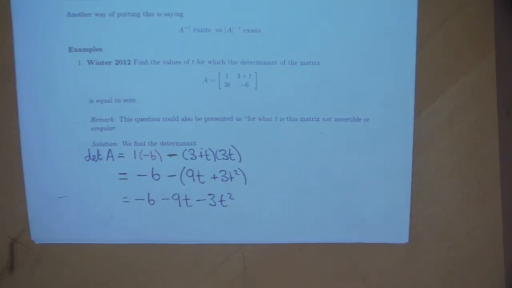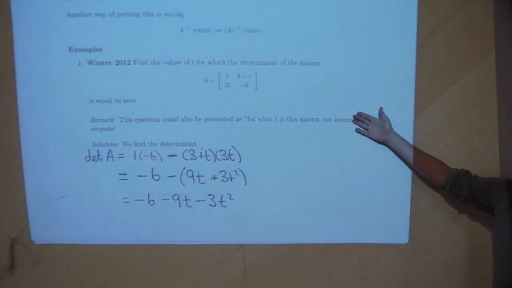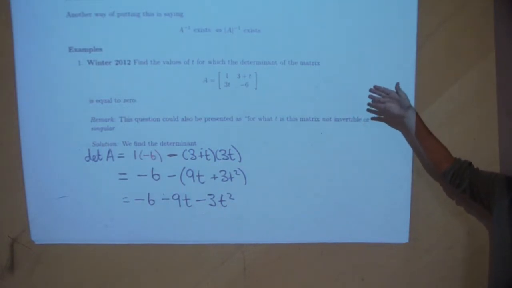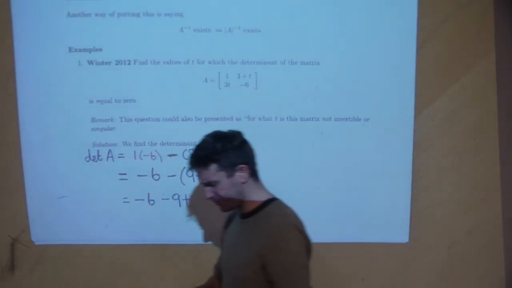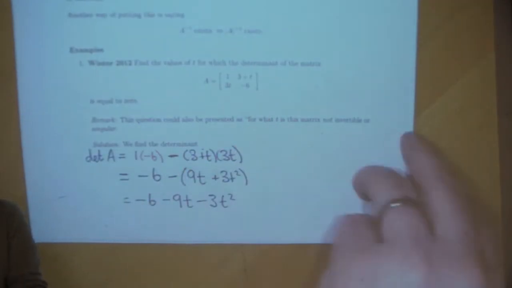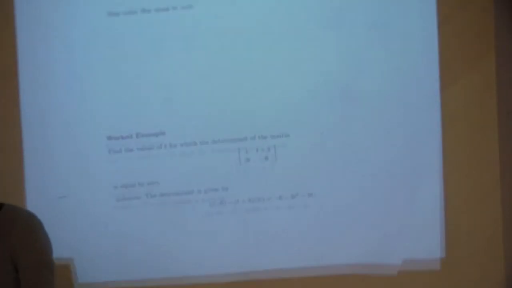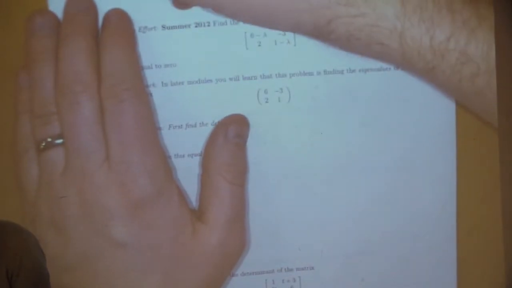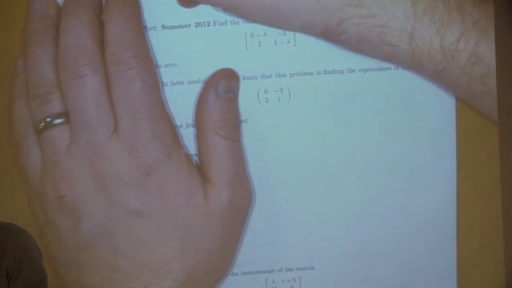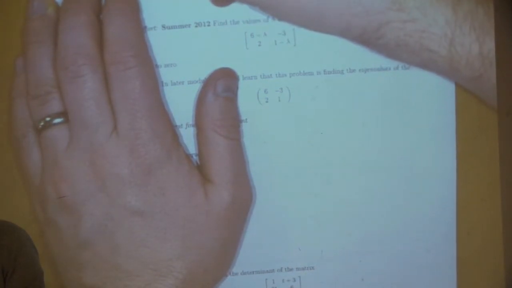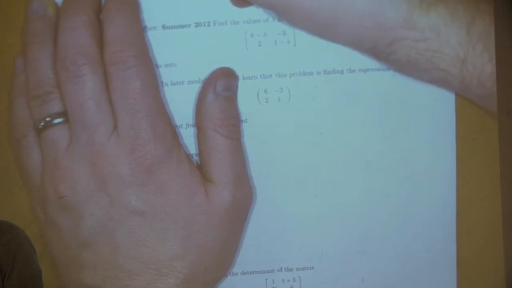Right. Now we're interested in this equal to 0. Now the question says what is equal to 0? I'd probably more likely ask it like this: for what value of t is this matrix not invertible? For it to be not invertible, the determinant is 0, so we solve this equal to 0. So we're looking at minus 6, minus 9t, minus 3t squared equal to 0.